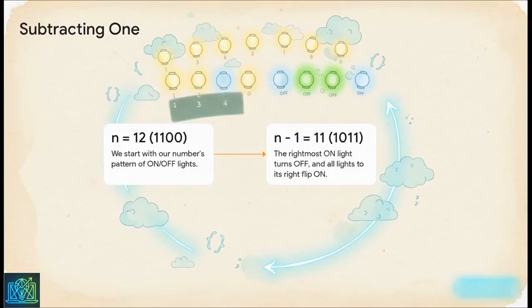Pretty simple, right? Now for the first part of our spell, subtracting 1. Think about what happens when you subtract 1 from, say, 100. You can't take 1 from 0, so you have to borrow from the left and it becomes 99. Well, binary works the exact same way. When we subtract 1 from our 12, which is 1100, we have to borrow. And this kicks off a really cool chain reaction. The rightmost on light turns off, and every single off light to its right flips on.